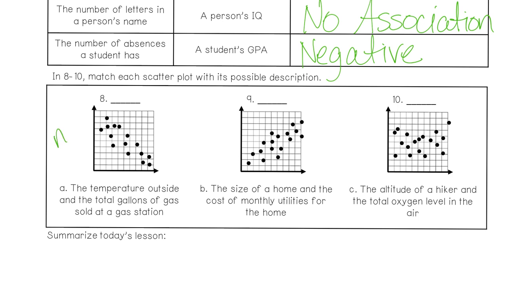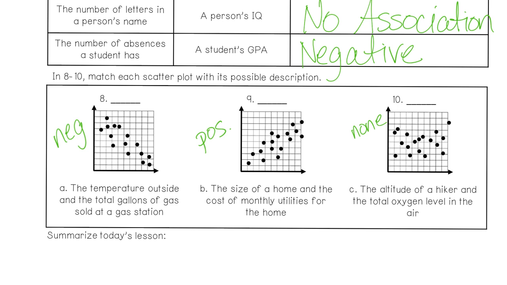Negative. Let's label it negative. All right, for number 9, the moon in the middle. Positive. And then the last one, none. Okay. So let's start with the negative. We're looking for one of the situations that has them going in opposite directions, right? One's going up, one's going down.